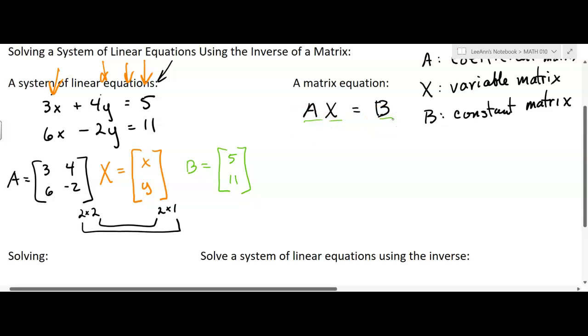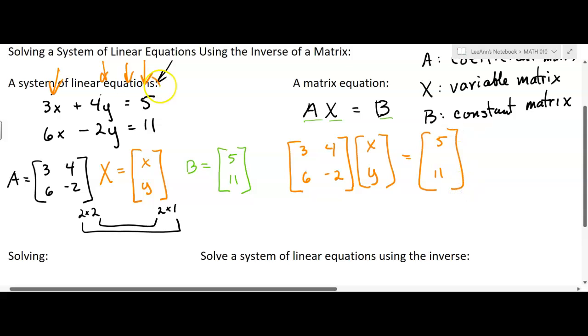So the coefficient matrix, which is 3, 4, 6, -2, I really wanted that in black, but that's okay. I'll live with the orange. Then we have the variable matrix, x, y, and this all equals the constant matrix, 5, 11. So now we've written the system that they gave us, and I made up, as a matrix equation. Now, why does this work?